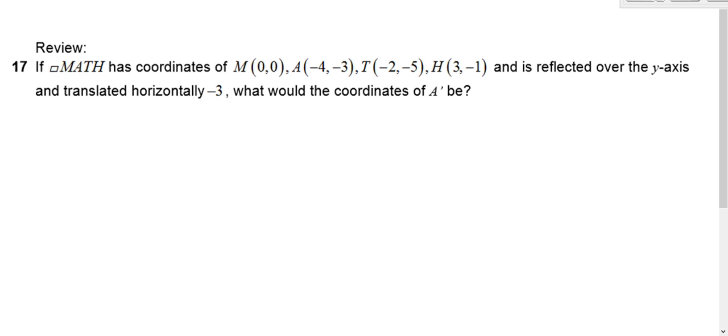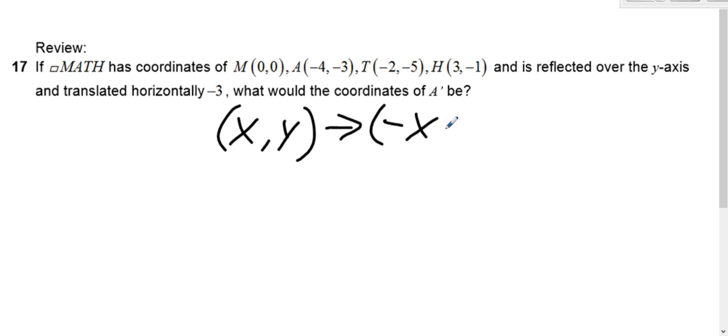So if you're given the coordinates of a quadrilateral and you reflect it over the y-axis and translate horizontally, what would the coordinates be? So if you reflect over the y-axis, your x-coordinate's just going to change from a positive to a negative. So if your x-coordinate changes, that means we only care about A prime. That's the only one I'm going to focus on.